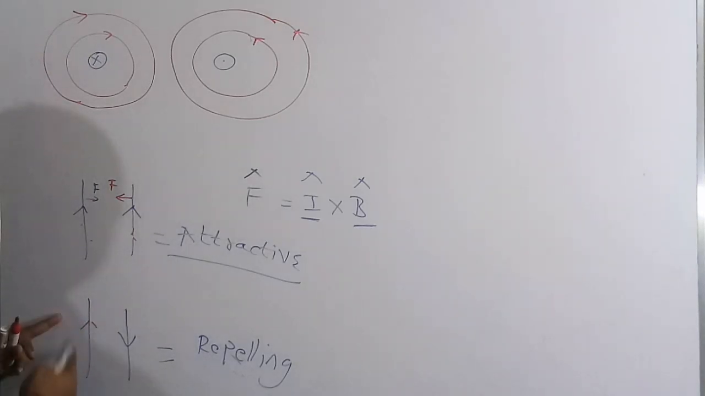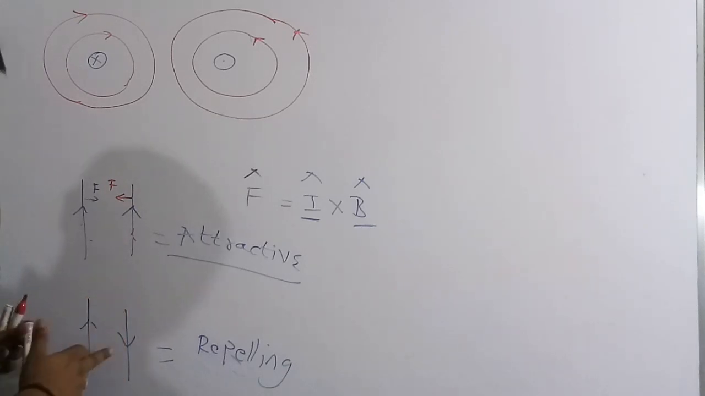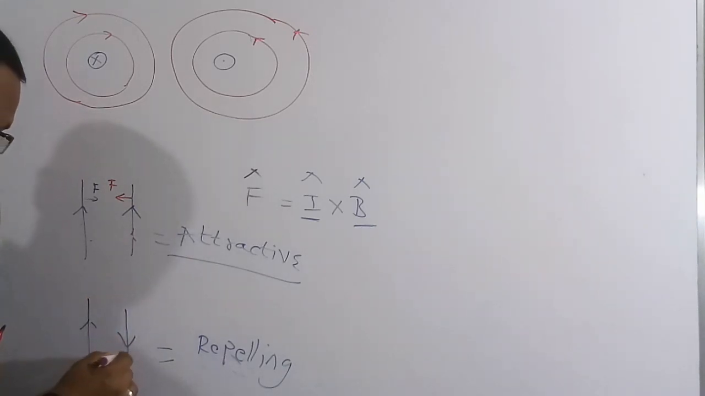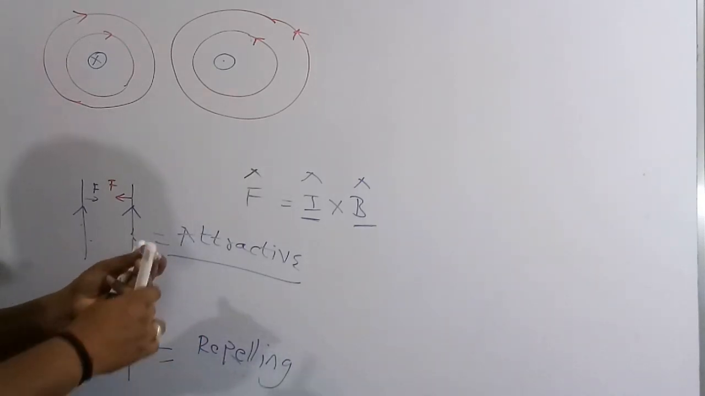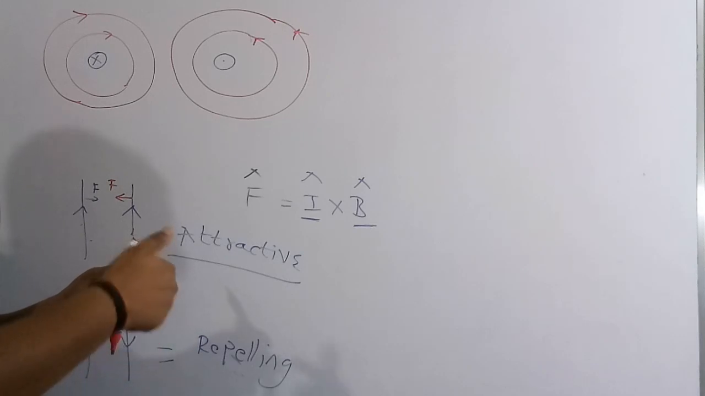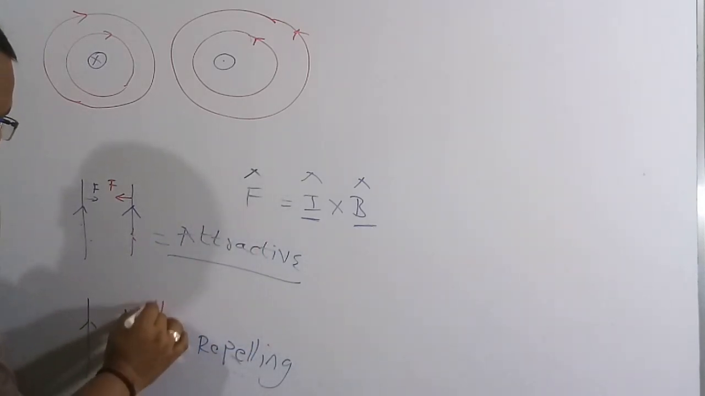See, the current is going in this direction. So take the thumb and take the curl. Therefore on this wire, the magnetic field will be inside. So let me assume the magnetic field is inside and the current is downward. So I cross B, this is I and this is B. I cross B is outside, so the force is outside. So on this wire the force is outside.